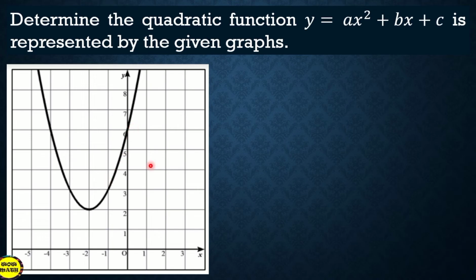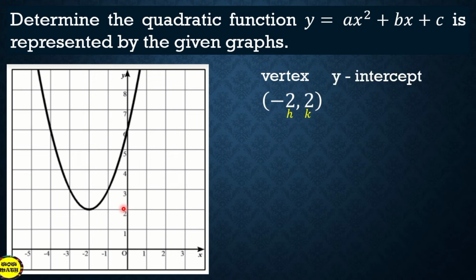So, kahit alin dyan. So, we can use the vertex, the point of the vertex, and that is negative 2 and positive 2. Where negative 2 is our h, and 2 is our k. So, ito ay gamit yung vertex form natin sa quadratic function. And then, kuha tayo ng isang point para ma-determine natin yung quadratic function sa graph na to.